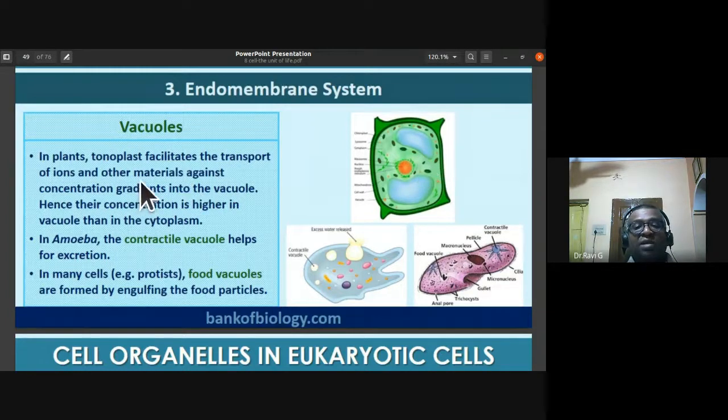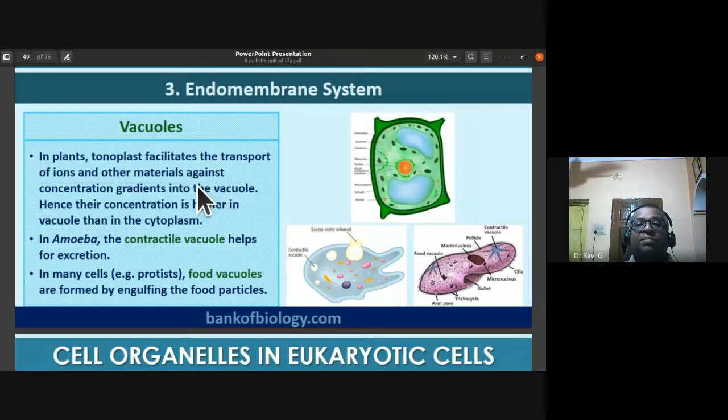In amoeba, the contractile vacuole helps in excretion. You might have noticed this contractile vacuole, how they open up and help in the excretion of waste materials. In many cells, for example protists, food vacuoles are formed by engulfing the food particles.